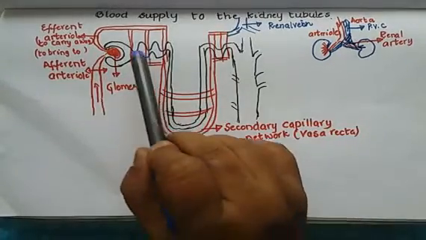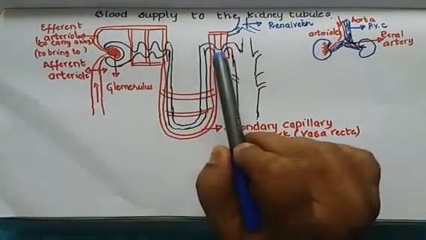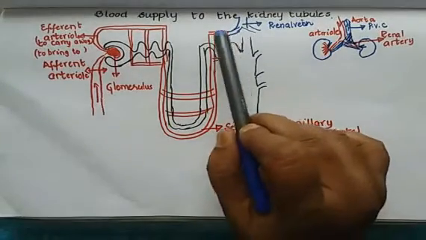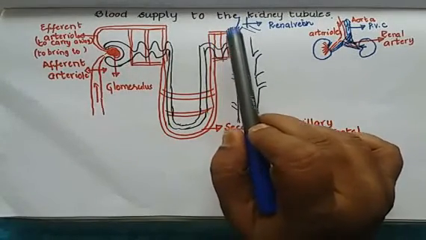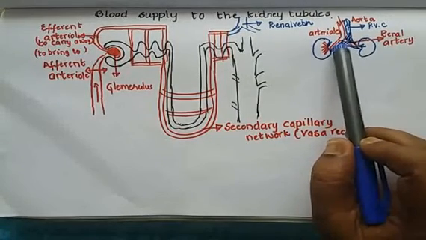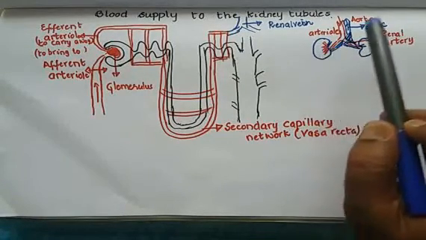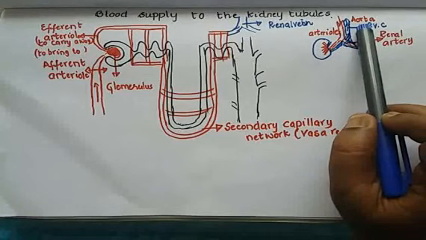So these capillaries are around the PCT, loop of Henle and DCT. Again all these capillaries reunite to form a venule, and finally it forms a renal vein which carries the blood, that is deoxygenated blood, to the posterior vena cava.